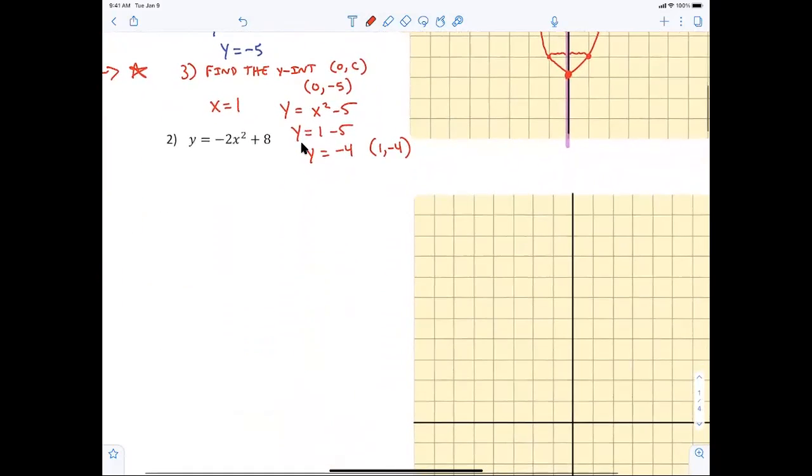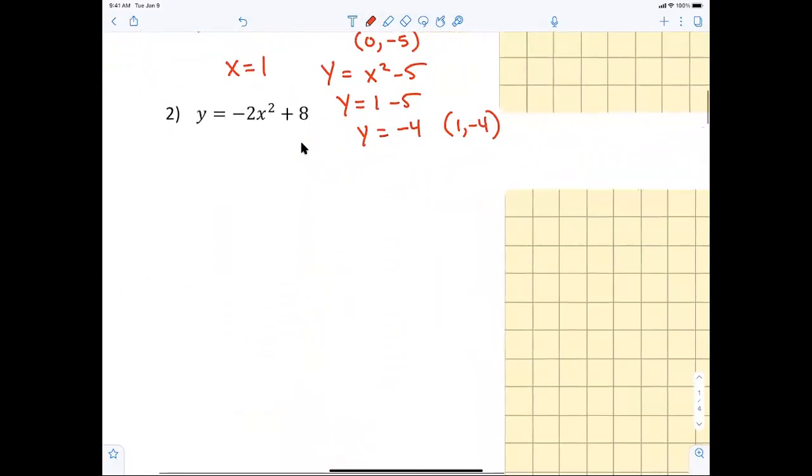So now, question number 2. y equals -2x squared plus 8. I want everybody to go ahead and write down, what does a equal? Does anybody remember what I said about when that's negative, what does the graph do? It opens down. All right, so that one's going to open down. What's b again? And what's c?